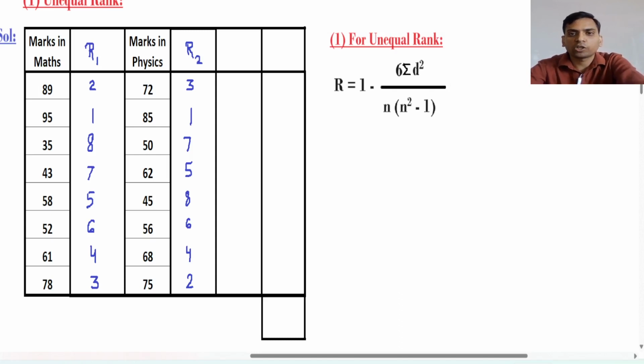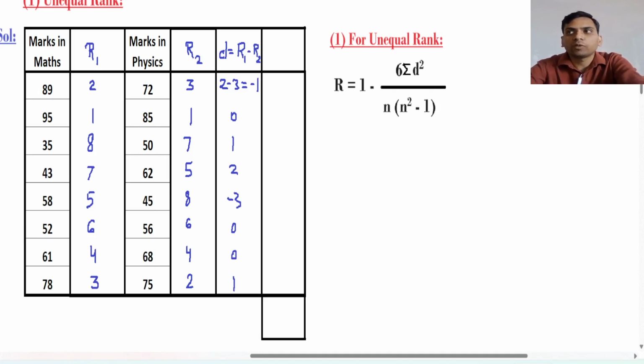Now your main task is the calculation of D. D equals either R1 minus R2 or R2 minus R1. We are taking R1 minus R2. The first R1 value is 2 and the first R2 value is 3. The difference is 2 minus 3, which is minus 1. In the same way, 1 minus 1 is 0, 8 minus 7 is 1, 7 minus 5 is 2, then next is minus 3, and this is 0, this is 0, and this is 3 minus 2, 1.